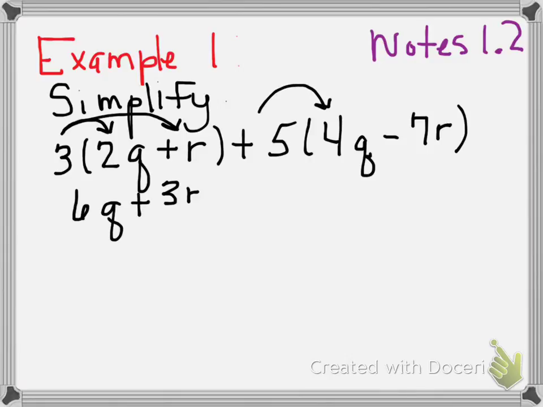Now if I distribute the 5 plus 20q minus 35r.